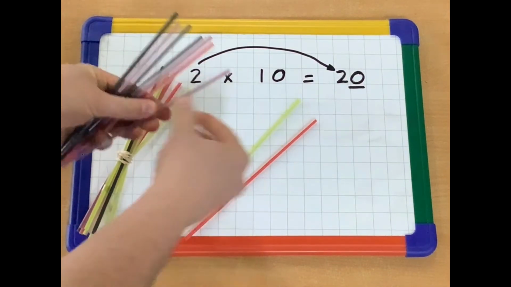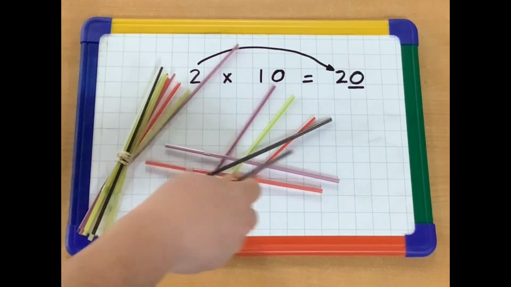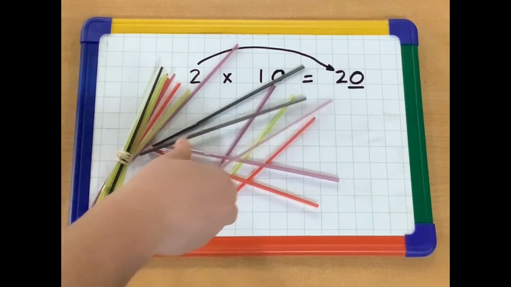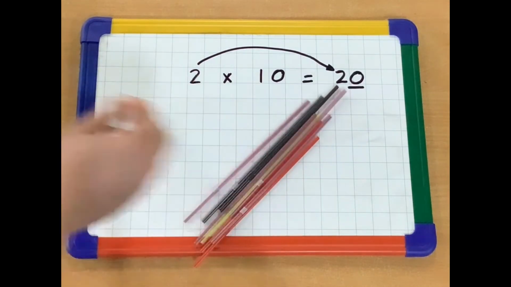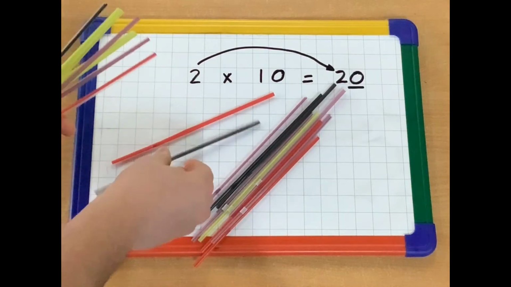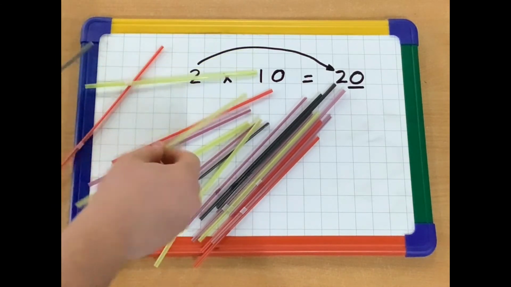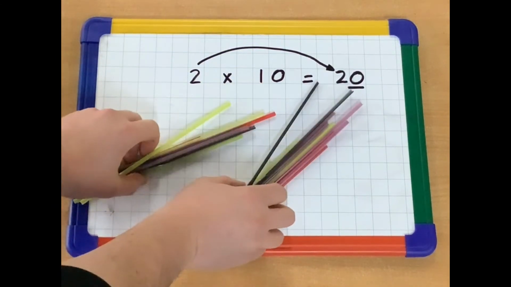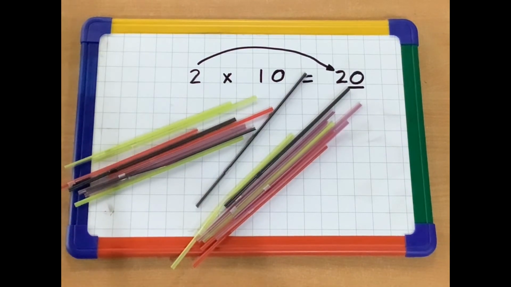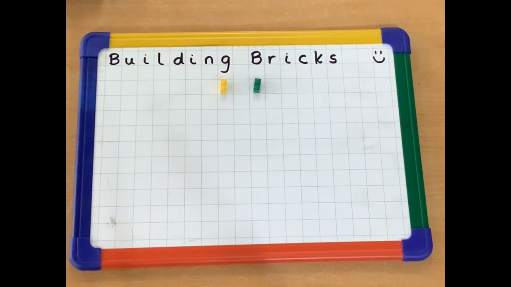1, 2, 3, 4, 5, 6, 7, 8, 9, 10. That's one group of 10. Let's get the second group of straws. 11, 12, 13, 14, 15, 16, 17, 18, 19, 20. The 2 groups of 10 straws, or 2 times by 10, does equal 20. Our trick way works.